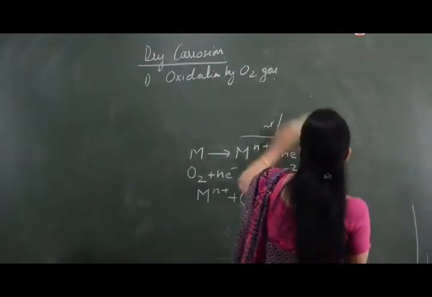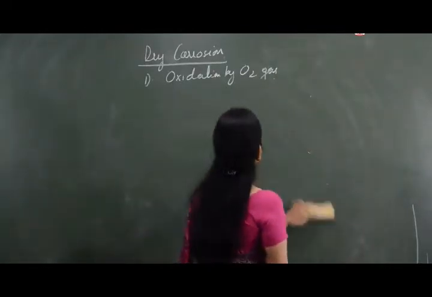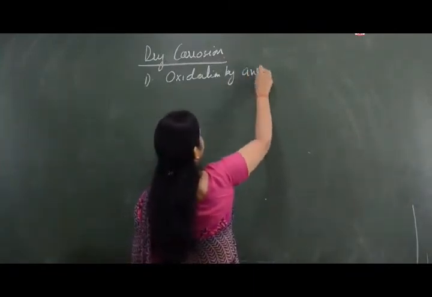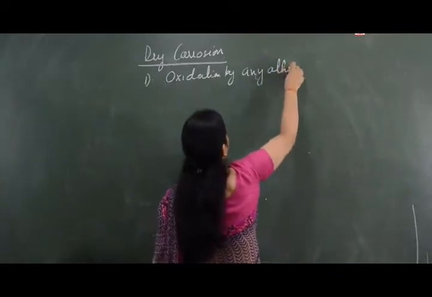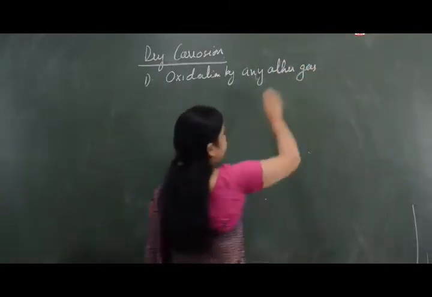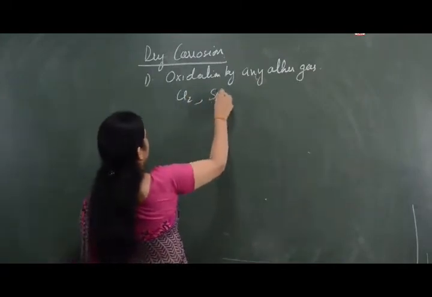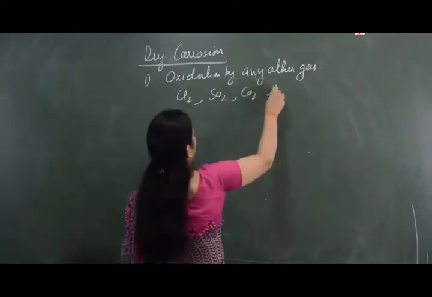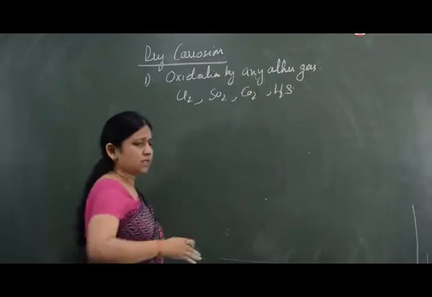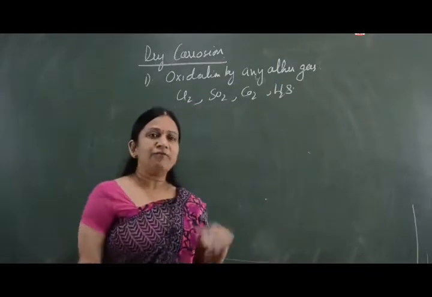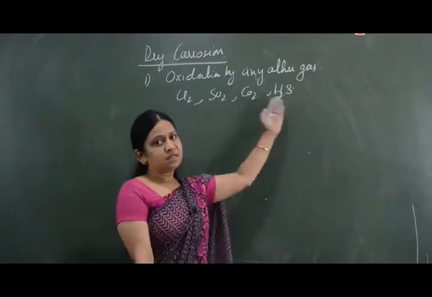We come to the second one, which is oxidation by any other gas, any gas other than oxygen. It can be chlorine, it can be SO2, it can be carbon dioxide, it can be H2S. So these are just examples. Here corrosion depends upon the affinity between the metal and these gases.